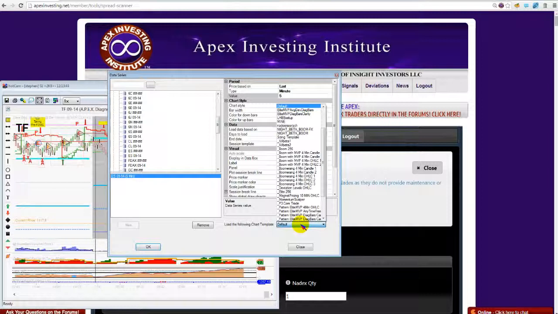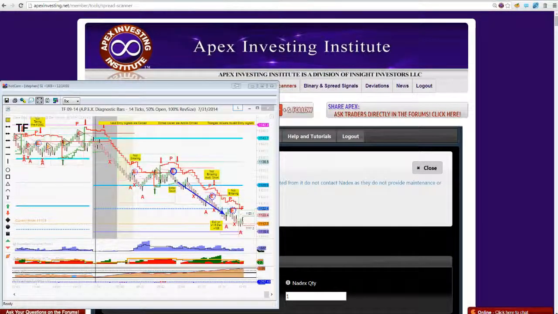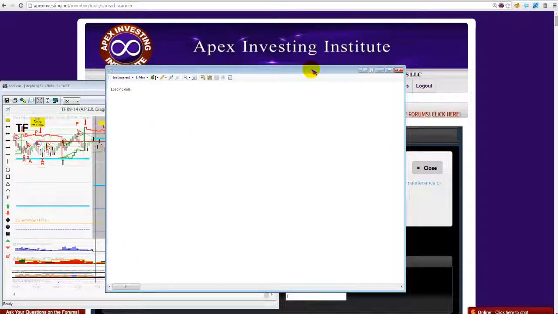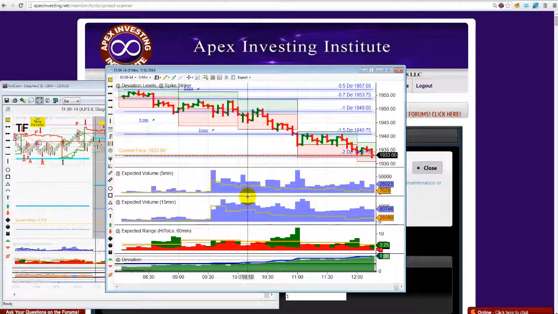Let's choose. Let's just go to magnet. We'll do Spike Striker. Okay, so let's put it on Spike Striker, but I'm going to delete some of the stuff off here. It's 5-minute bars. That'll give us a lot of indicators on there that we're going to want. I'm going to get rid of 10 and 15.